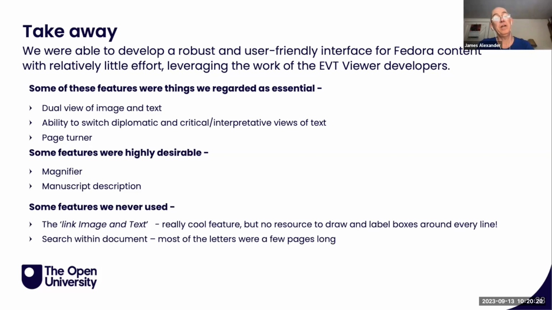We didn't use the ability to link the image and the text. The reason for this is that although it's a really cool feature we wanted to use, we didn't actually have the resource to create and draw the little boxes that we need to put around every line of text. And when we tried it, we found that most of our text wasn't terribly horizontal, so that was quite problematic for our instance in any case. And secondly, we didn't use the search within the document because most of our letters were at most a few pages long.